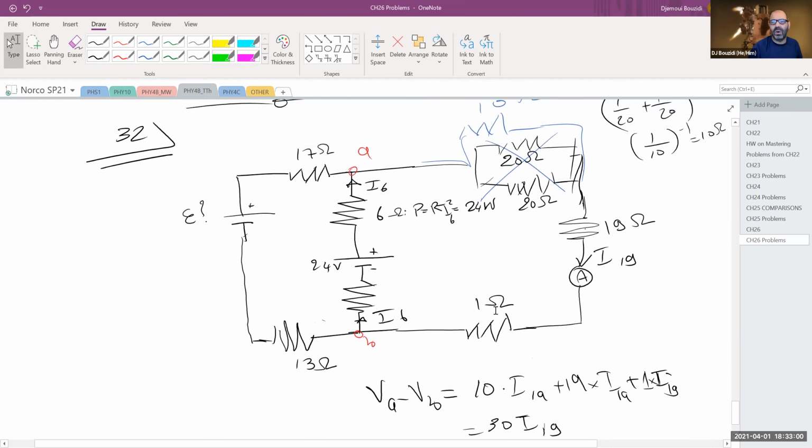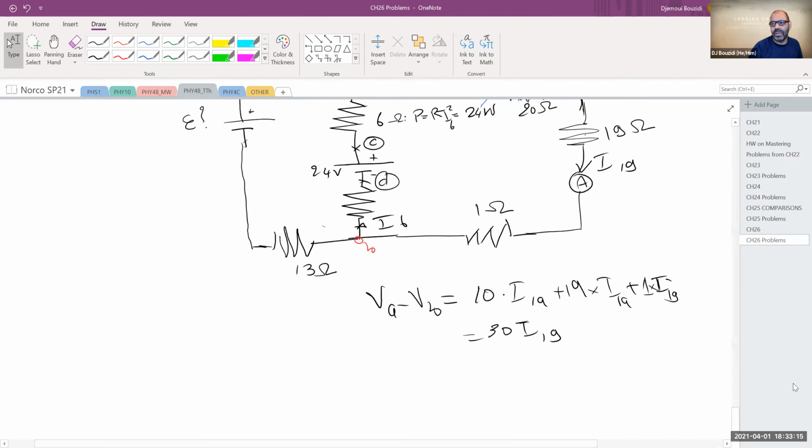So here is how I'm going to find it. I'm going to call this point C. It's very important to call this point C and this point D, so that I can do it between these two points, because I know the current in here. Here is how much the current is actually.